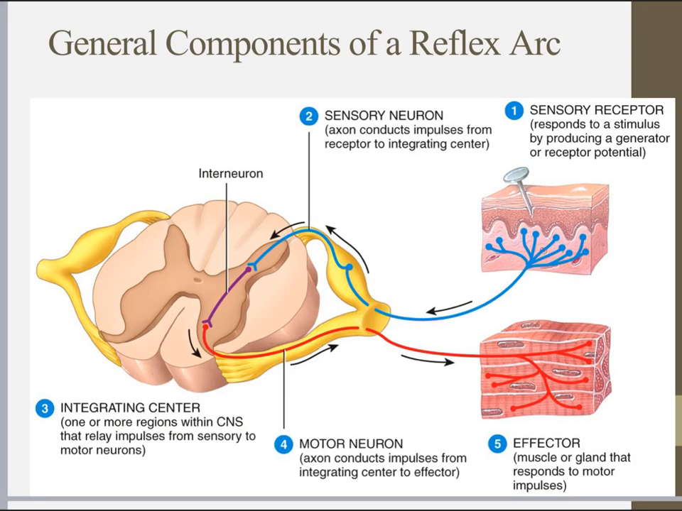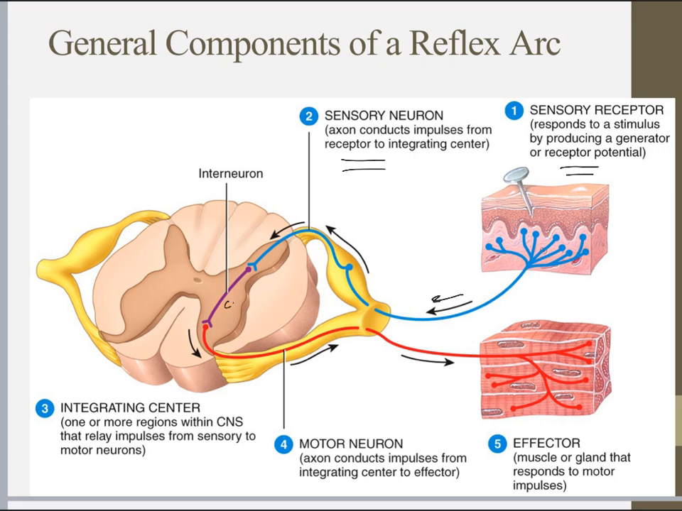Let's put it into steps. We've outlined these steps before, but now we're going to simplify it a little bit. Again, we're outlining the general components of a reflex arc. So step number 1, a sensory receptor in our skin is going to detect and respond to a stimulus, producing a generator or receptor potential. That stimulus is going to travel down that sensory neuron into the dorsal root, through that dorsal root ganglion. So step 2 will be our sensory neuron axon, which is going to conduct impulses from the receptor to the integration center.